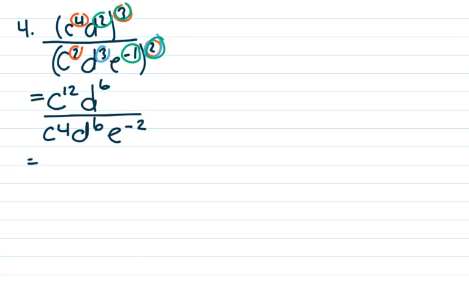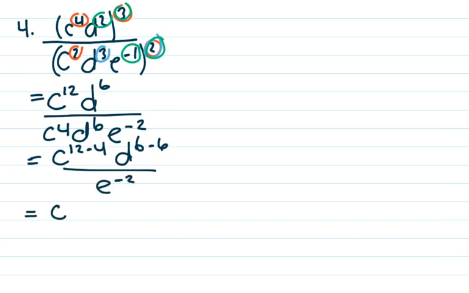Now, using the division rule, I can subtract exponents from things that have the same base. So that would be c to the power of 12 minus 4 times d to the power of 6 minus 6 divided by e to the power of negative 2 equals c to the power of 8 times d to the power of 0 divided by 1 over e squared equals c to the power of 8.